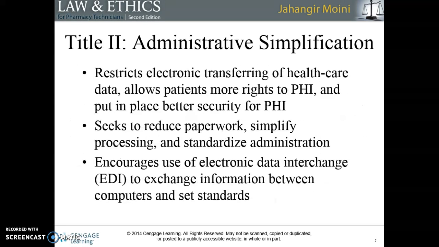Then we added on Title II, which restricts electronic transfer of healthcare data and gave patients more rights to their personal health information. Better security was put into place, and the idea of reducing paperwork, simplifying the process, and streamlining things was a big part of this. So the whole idea of electronic data interchange was the next piece of this.